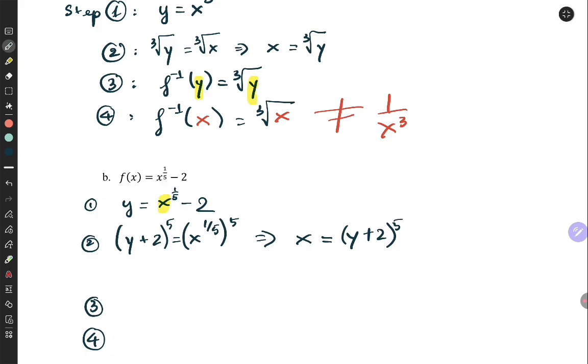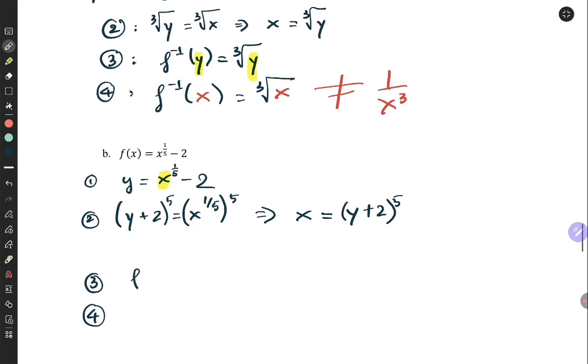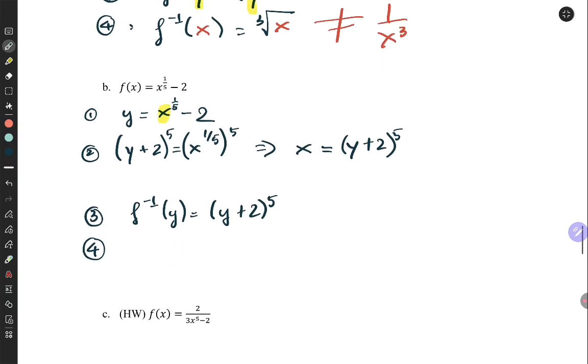Step 3, that is inverse in terms of y. Okay, that basically is your inverse function right there, but in terms of y. Step 4, rewrite the whole thing, rewrite everything, but flip the y and x. Okay. So this and that, they are inverse of each other.